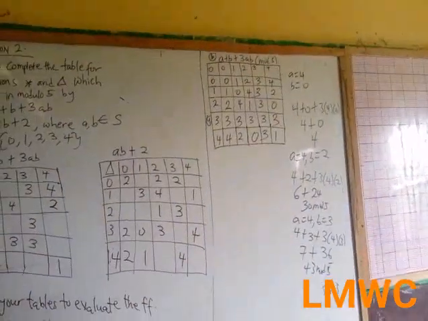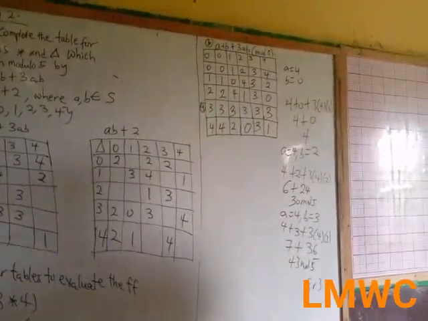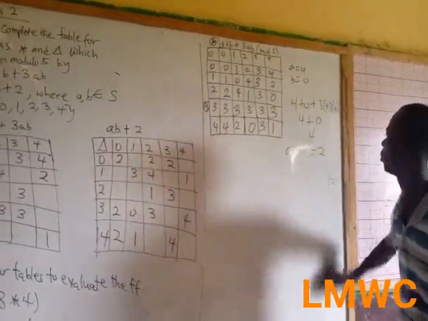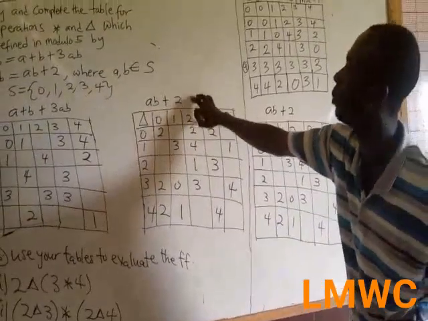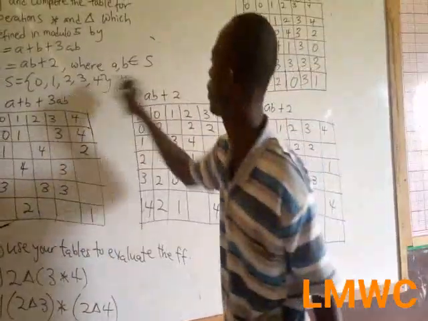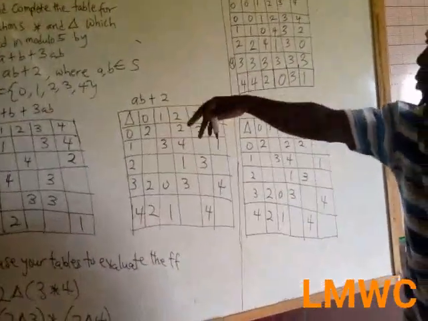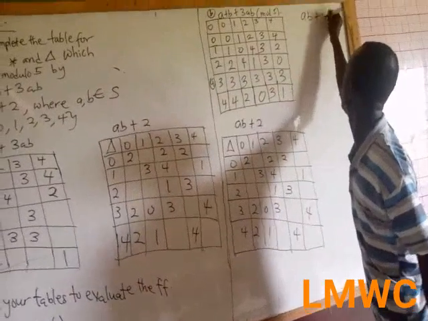So I have completed my first table. I am done with my first table. Let's move on to the second table. We now have our second table as this, and the formula is AB plus 2. You see the formulas are different. This formula is different from this one. So the formula is AB plus 2.